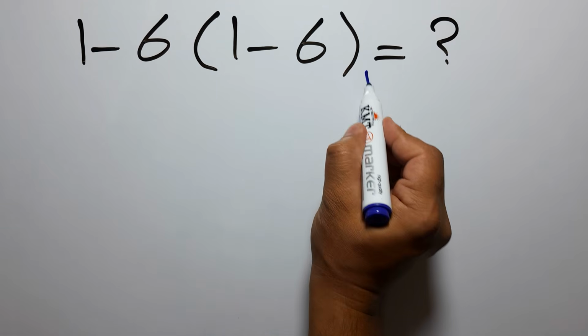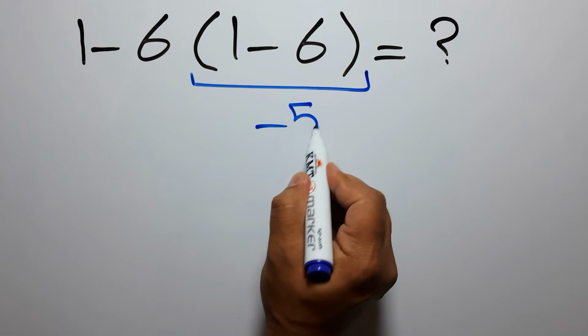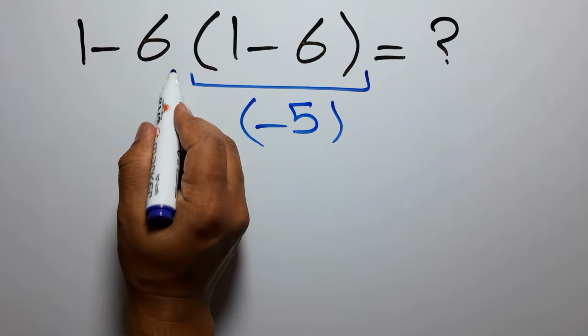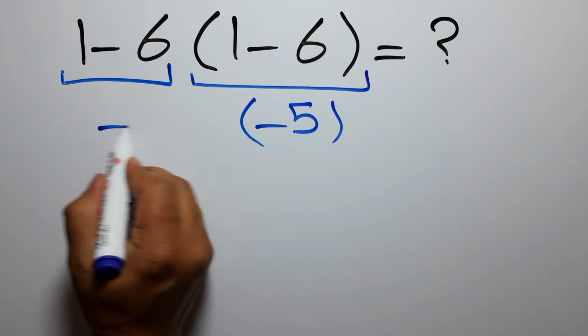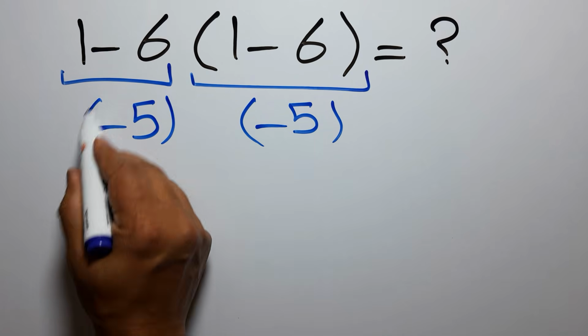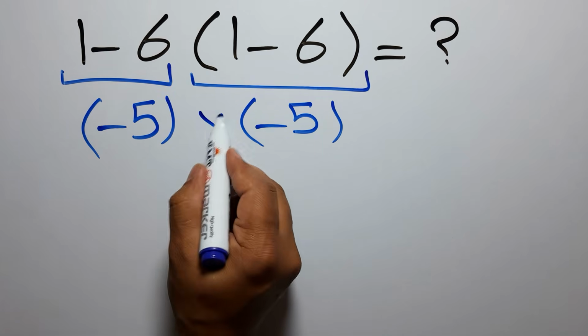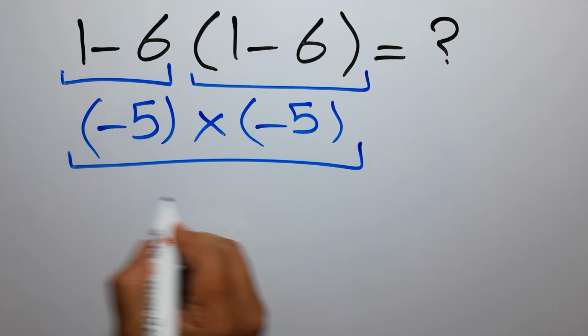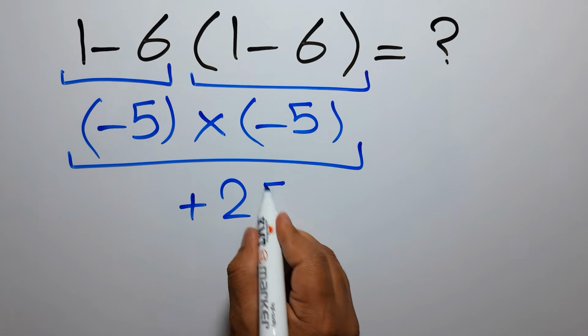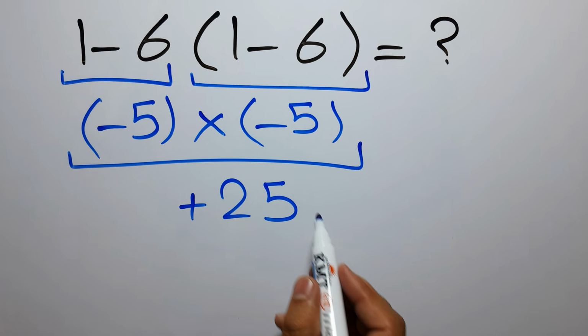1 minus 6 gives us negative 5. And again here we have 1 minus 6. So negative 5 times negative 5 gives us positive 25. But this answer is not correct.